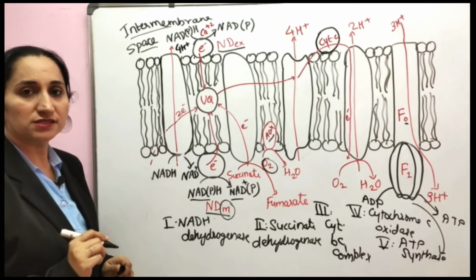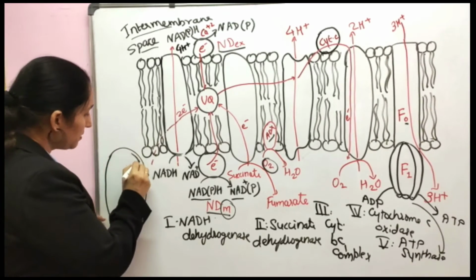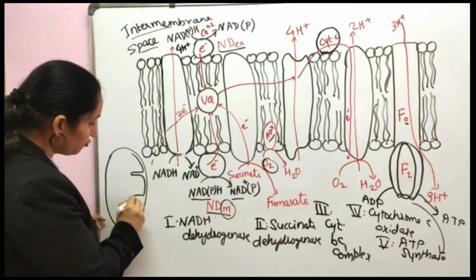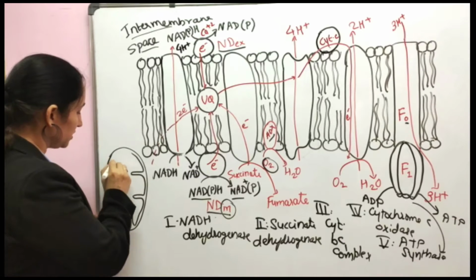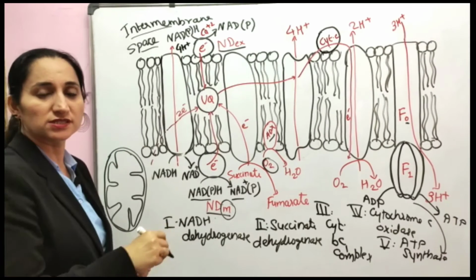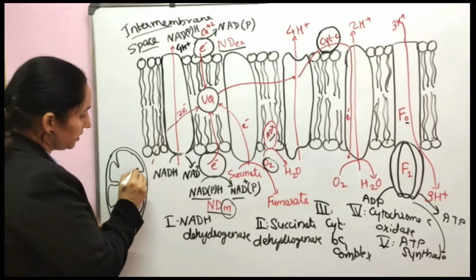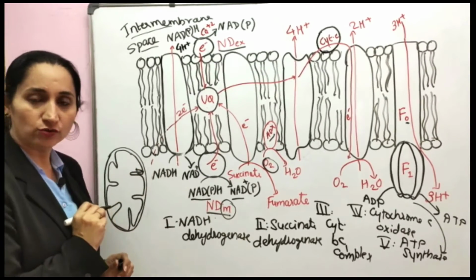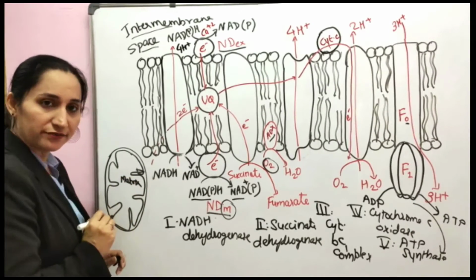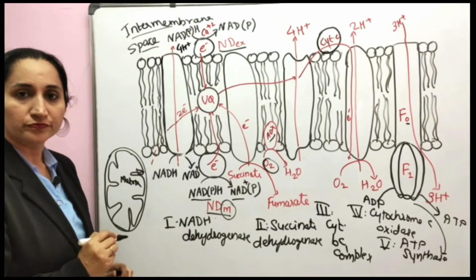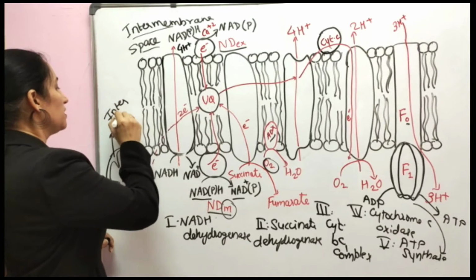Mitochondria is actually a double membranous structure. This is the outer membrane of mitochondria. The inner membrane is actually highly folded in mitochondria. These folds are known as cristae. And the electron transport system, which we are going to study today, is performed in the inner membrane of mitochondria. Inside the mitochondria is the matrix, the mitochondrial matrix, and in between the outer and inner membrane, the space is known as the intermembrane space.